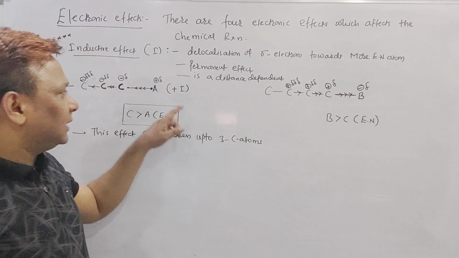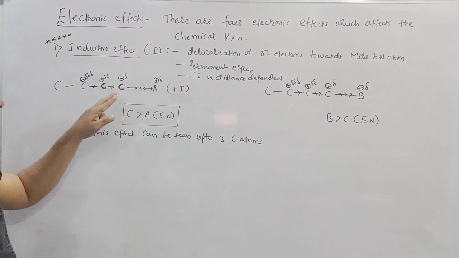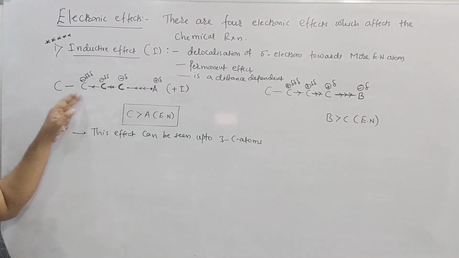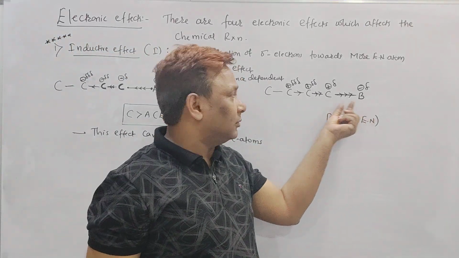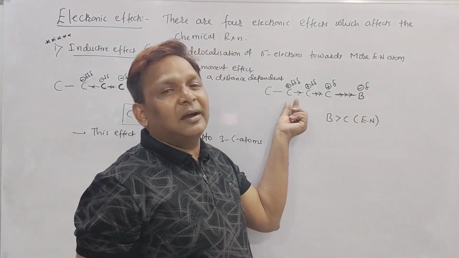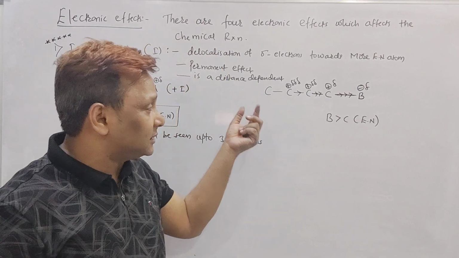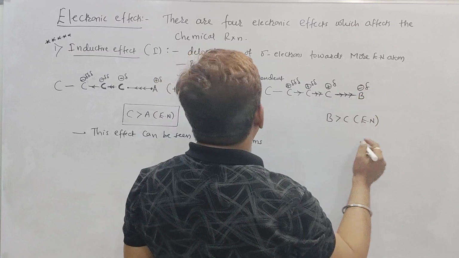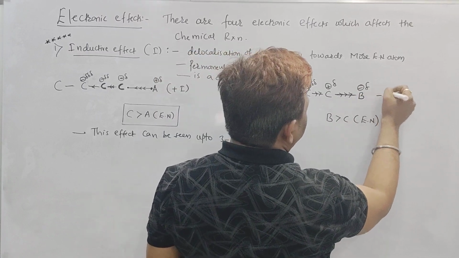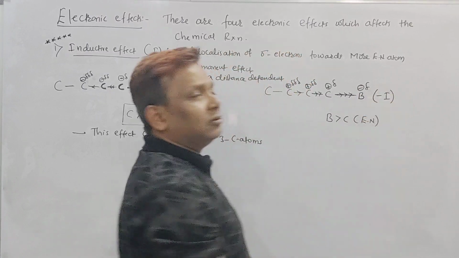So remember, sir, the inductive effect can be seen up to carbon atoms 1, 2, 3. After the third carbon, that effect will disappear. But here this effect can be seen on carbon atoms 1, 2, 3. After the third carbon, this effect will disappear. But it is the group or atom which will get the negative charge. So this effect will be called a negative inductive effect.